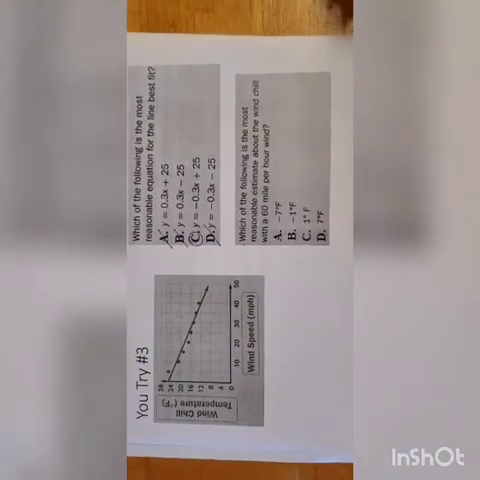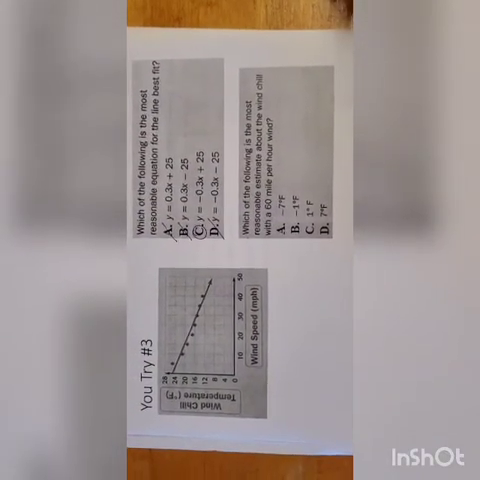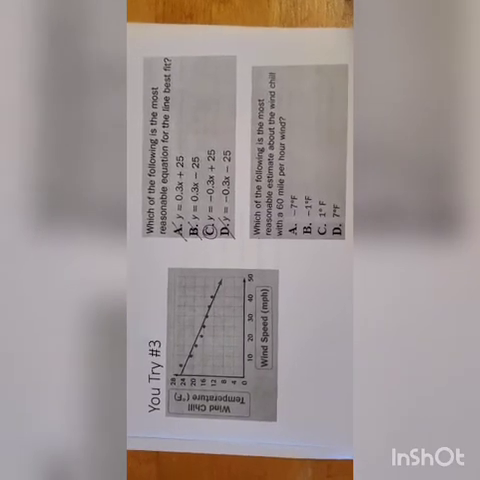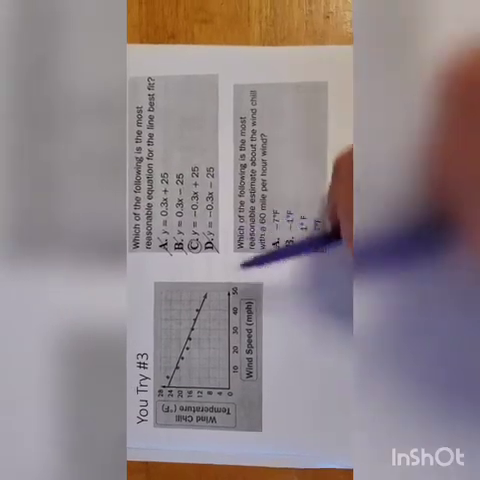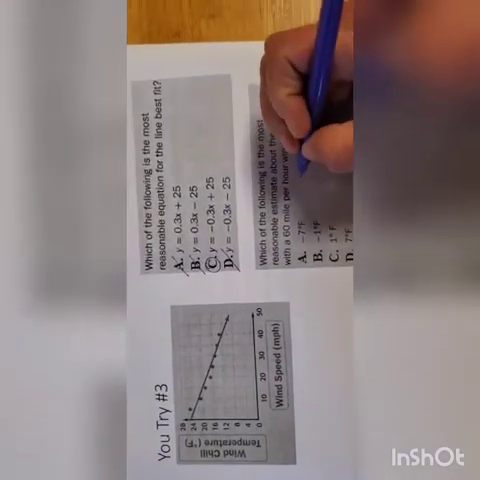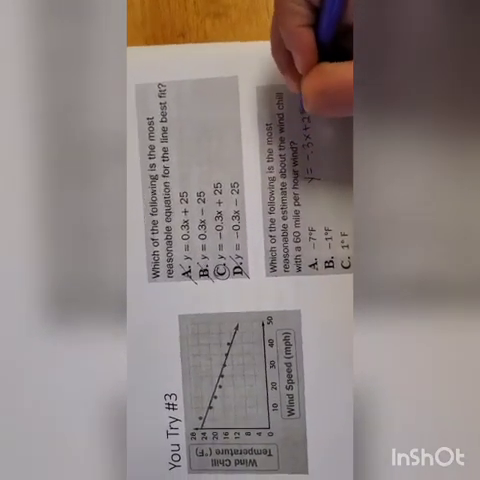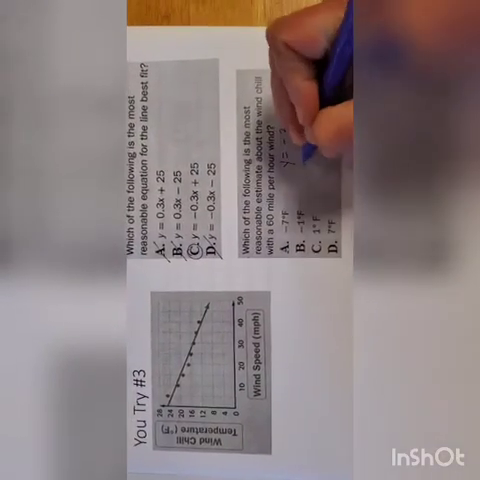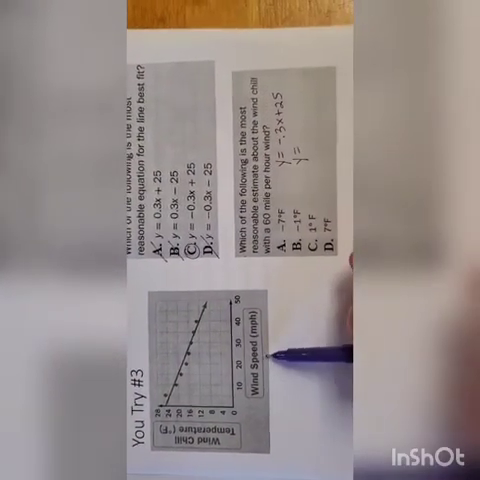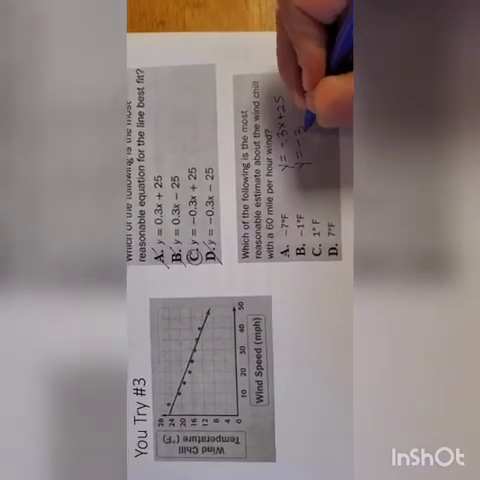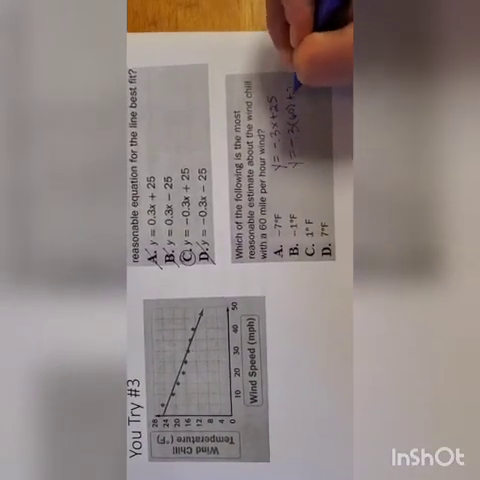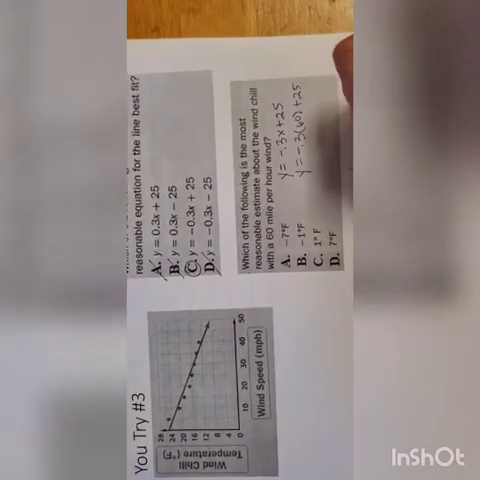And it asks which of the following is the most reasonable estimate for the wind chill with a 60 mile per hour wind. Now you notice our graph does not go out to 60, so we're going to use this equation. We're going to plug in 60 miles per hour. 60 wind speed is our x. And calculate.